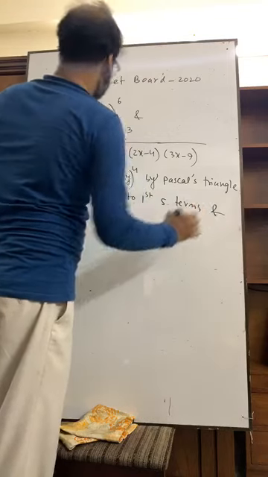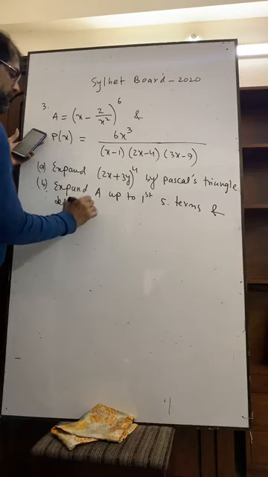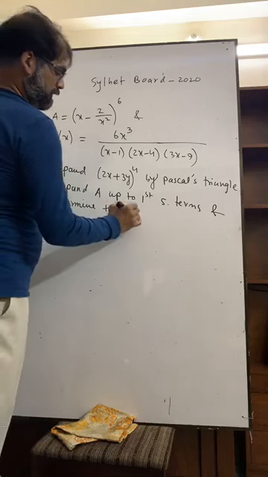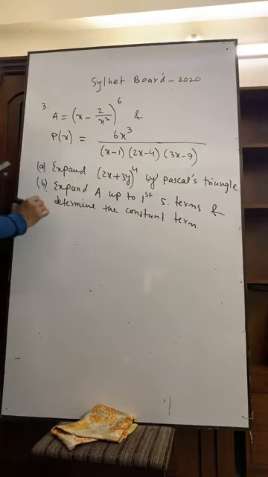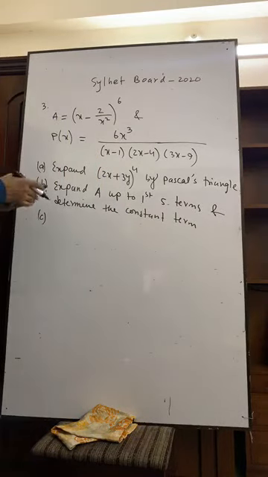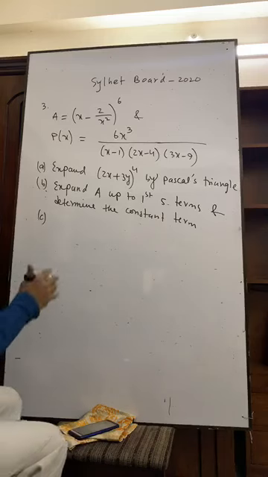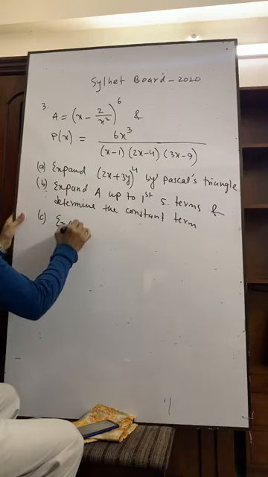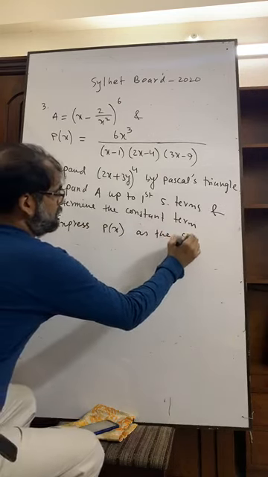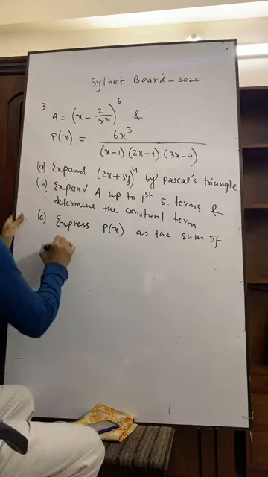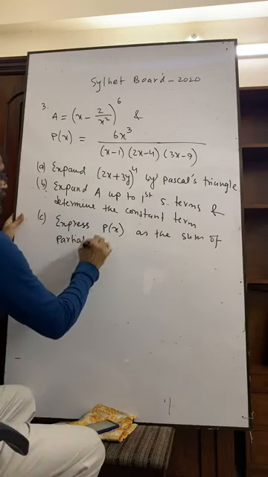and determine the constant term. Number C. Express P(x) as the sum of partial fractions.